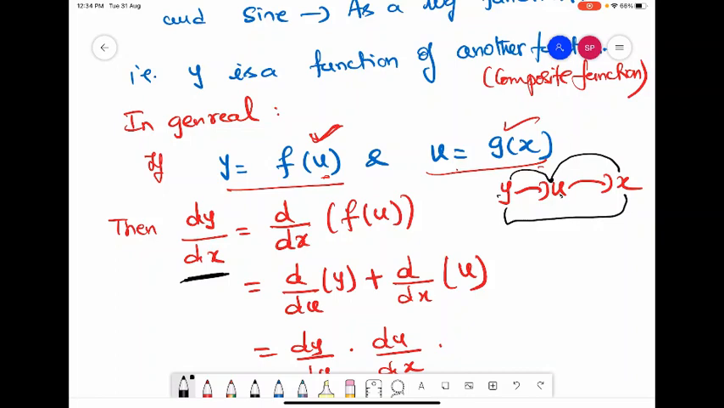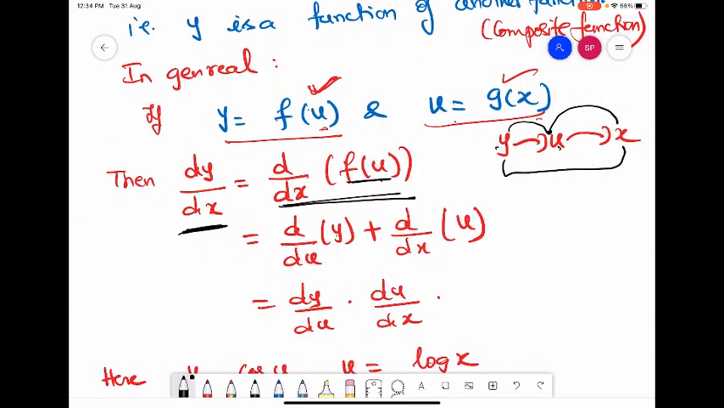Then what do we do? Suppose I have this, d by dx of a function of u. This I want to differentiate. So what do I do first? I will differentiate y with respect to u.